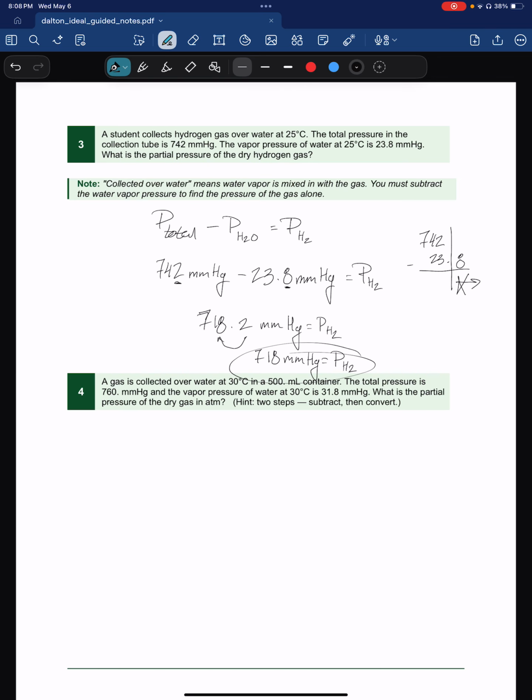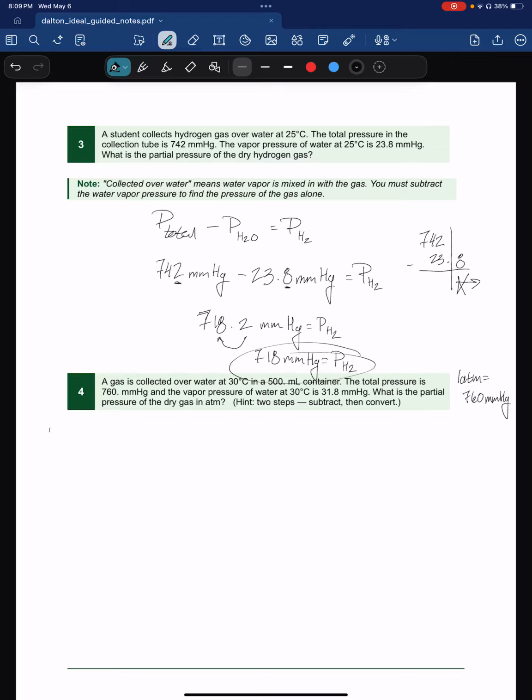Shoot. Let's see here. I wrote it down in my notes. So the conversion factor here is that 1 atmosphere is equal to 760 millimeters of mercury. All right, so let's do this again.